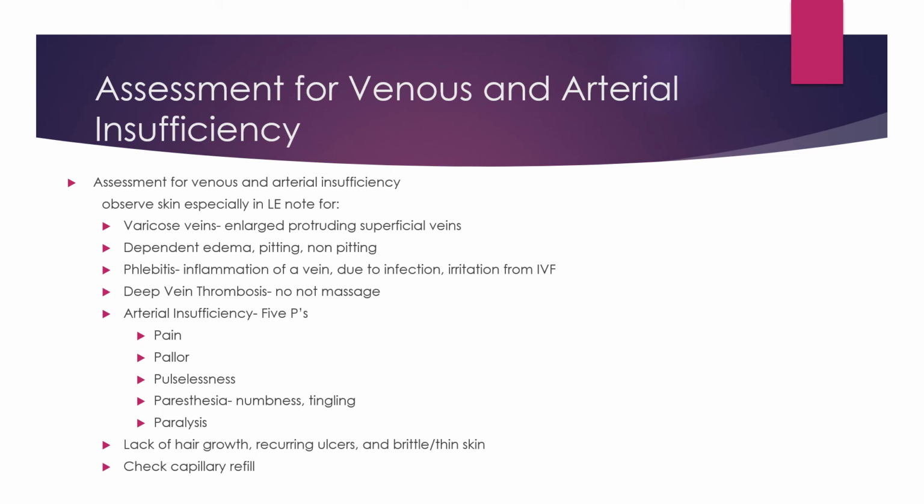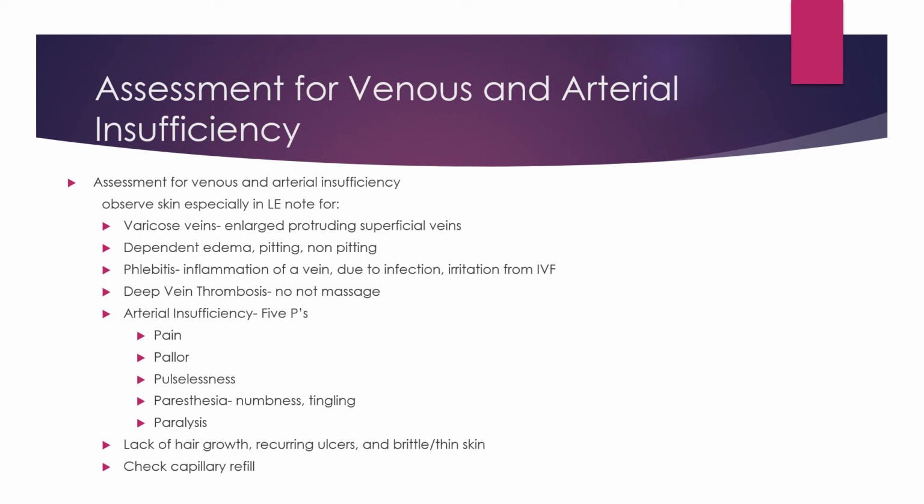To assess for further venous or arterial insufficiency, of course, you want to observe the patient's skin characteristics, especially those in the lower extremities, when the patient is in both a sitting and a standing position, noting any swelling or redness, nodules, protruding superficial veins, or peripheral edema. You may note varicose veins, which are enlarged superficial veins that can result from pregnancy, obesity, advanced age, or prolonged standing.